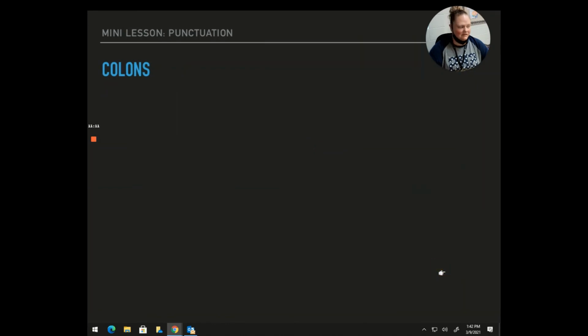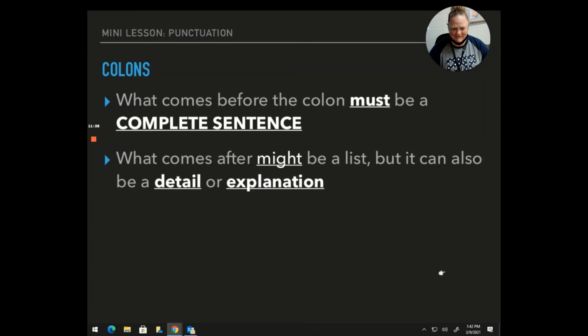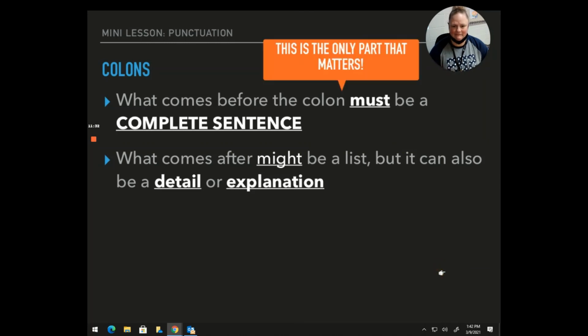Okay, colons. What comes before the colon must be a complete sentence, no matter what. If you see a colon, read to the left, it better be a complete sentence. What comes after could be a list, a detail, or an explanation.